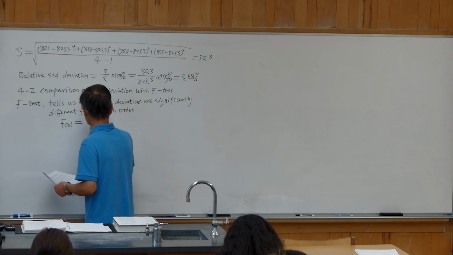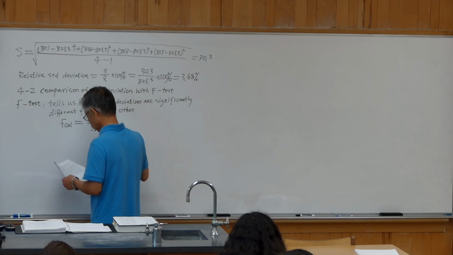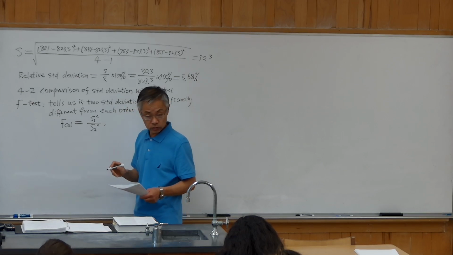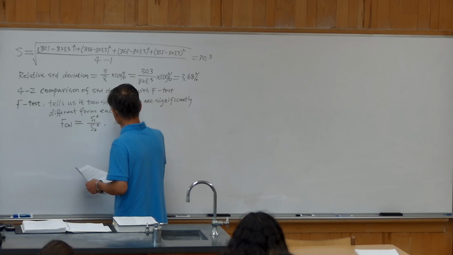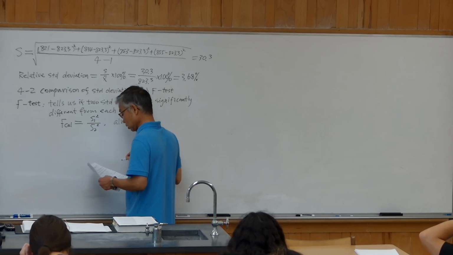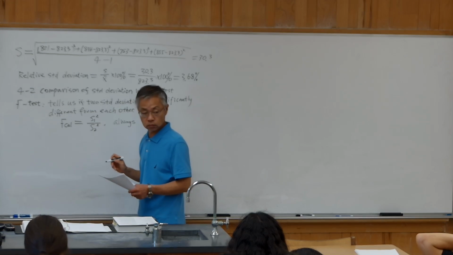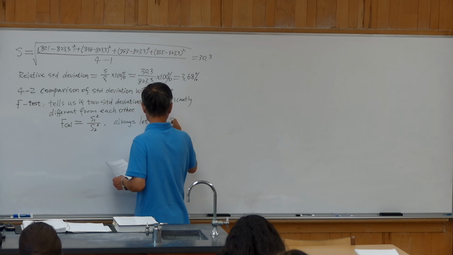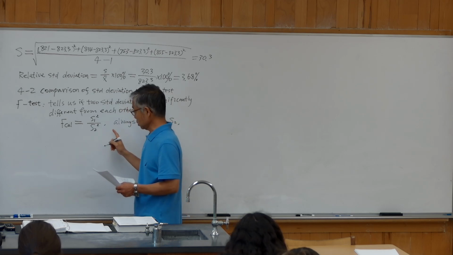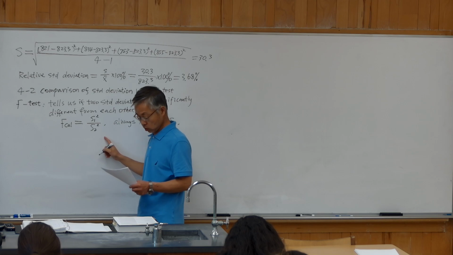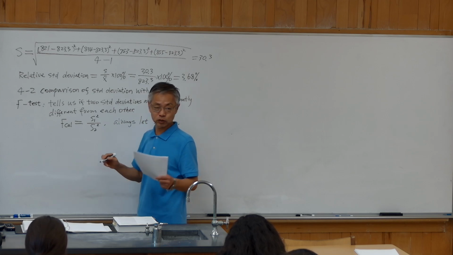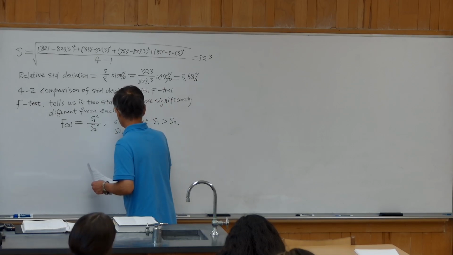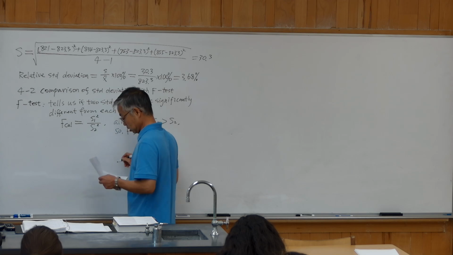It's S1 squared over S2 squared. And which S is S1, which is S2? We have a rule. Always put the larger value as S1. Always let S1 be greater than S2. This means F is always greater than 1, or at least equal to 1 if the two S are exactly the same. So F is at least 1.